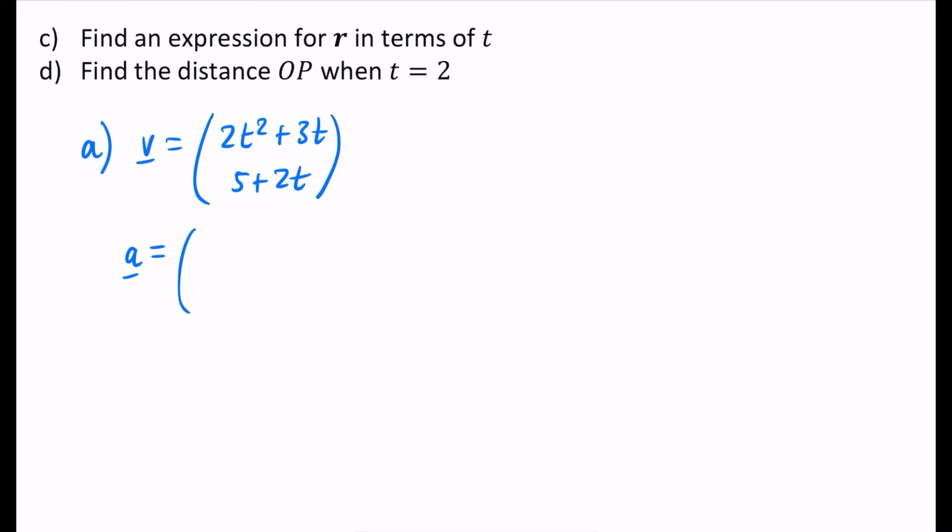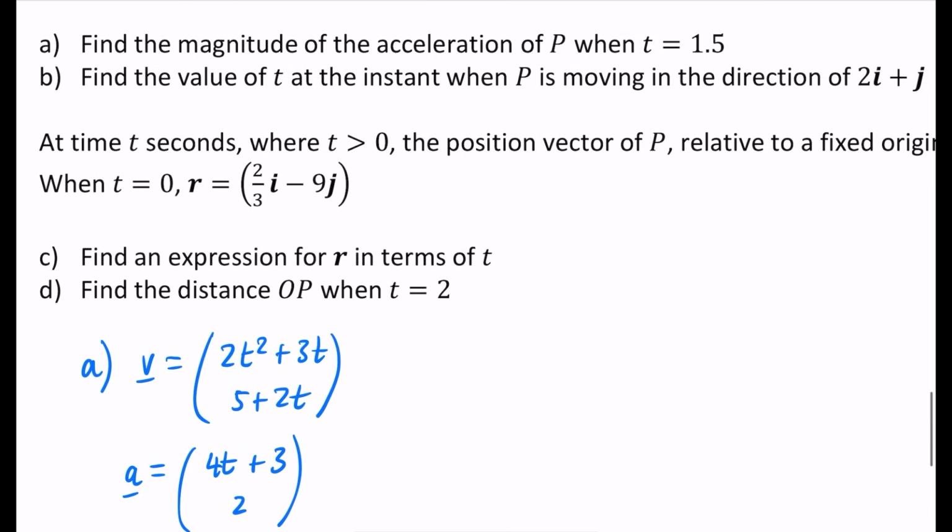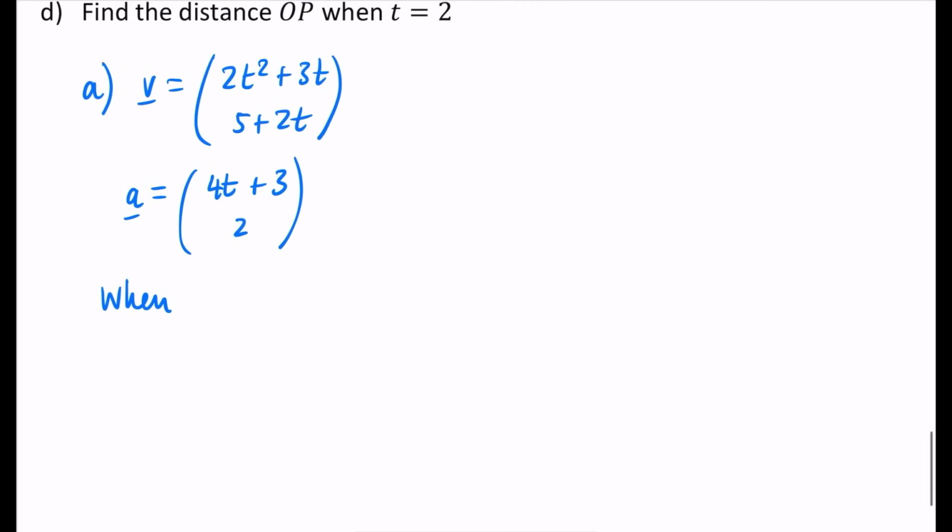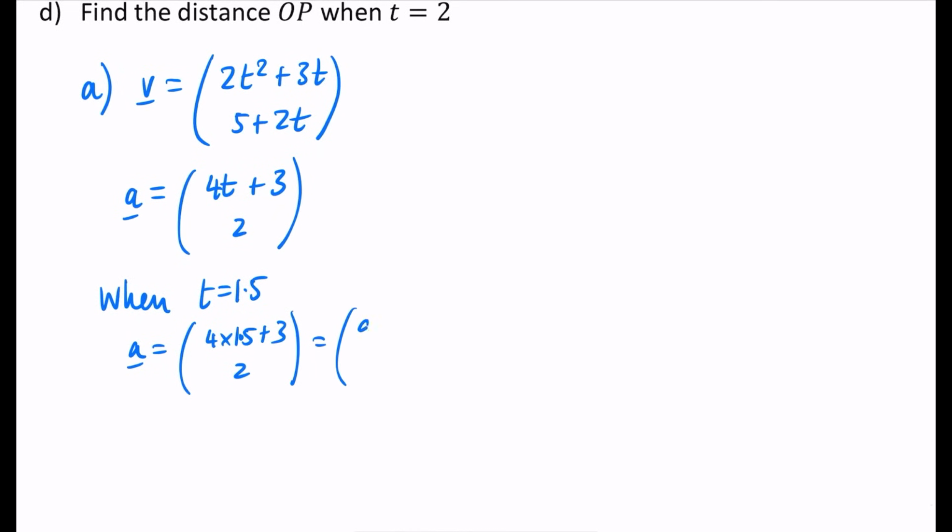So when I differentiate this with respect to t, 2t squared goes to 4t, and 3t goes to 3, 5 goes to nothing, and 2t goes to 2. So we can see it's variable acceleration because this is not constant. This will be changing for different values of t. And they've asked us to find the magnitude, i.e. we're going to do some Pythagoras, of p when t equals 1.5. So when t equals 1.5, the acceleration is going to be 4 times 1.5 plus 3 and 2. 4 times 1.5 is 6. 6 plus 3 is 9.